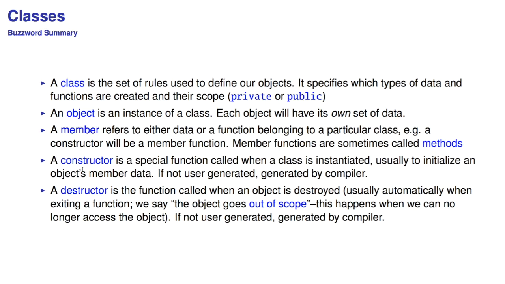A destructor is the function called when an object is destroyed, usually automatically when exiting a function. We say the object goes out of scope. This happens when we can no longer access the object. And again, if the user doesn't generate a destructor, the compiler will do it for you.